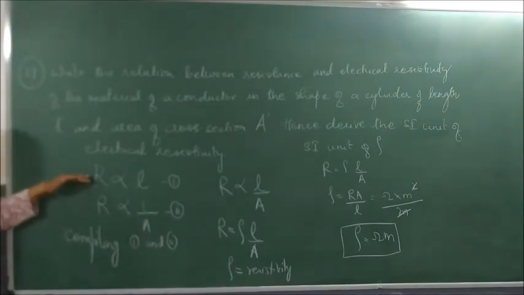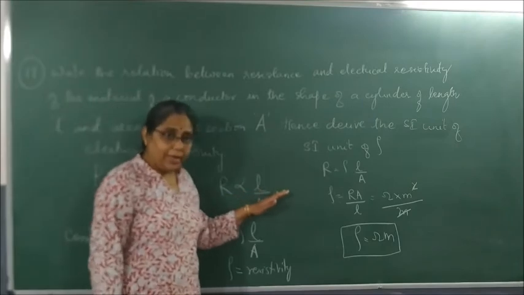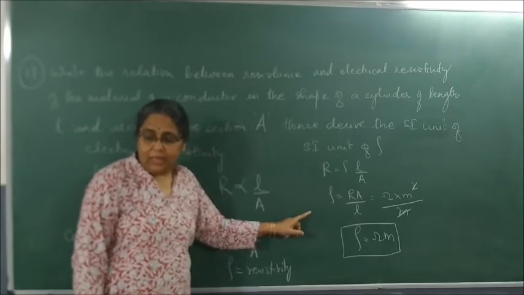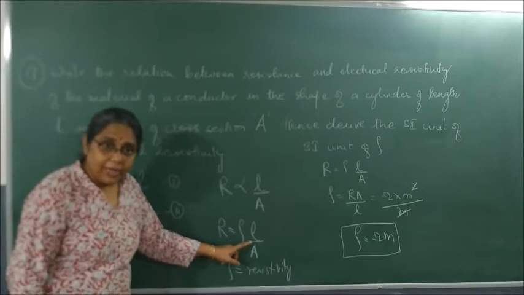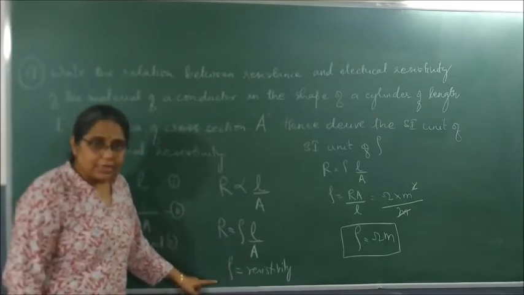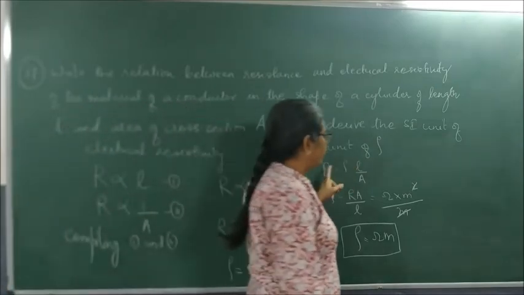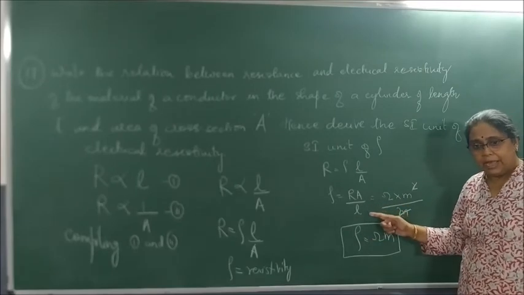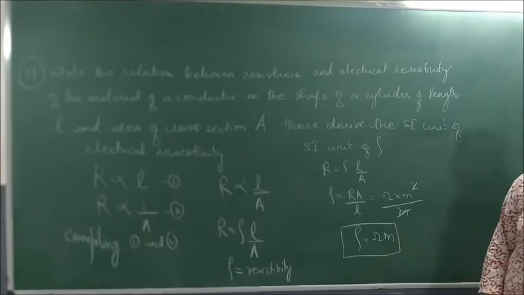Fine? R is proportional to L. R is inversely proportional to 1 by A. Combining 1 and 2, I get R is proportional to L by A. Removing the proportionality sign, we use a constant rho. So R is equal to rho L by A, where rho is called the resistivity or the specific resistance of a conductor. SI unit of rho: rho is equal to RA by L. Putting their units, you get rho is equal to ohm meter.